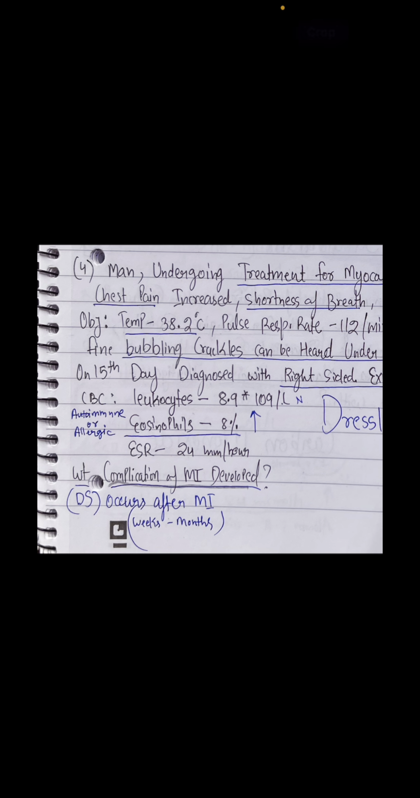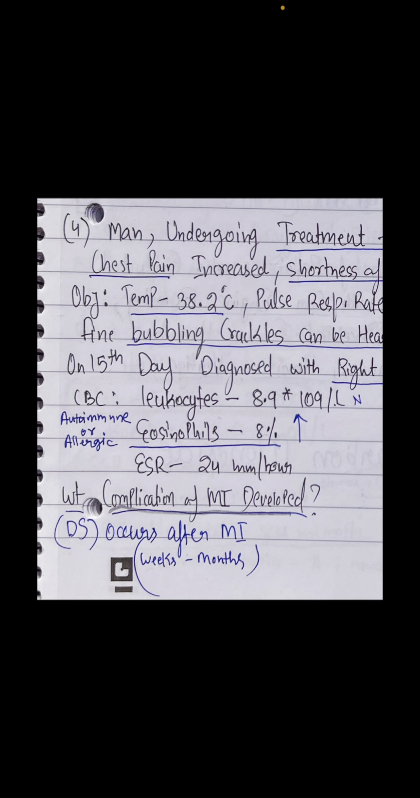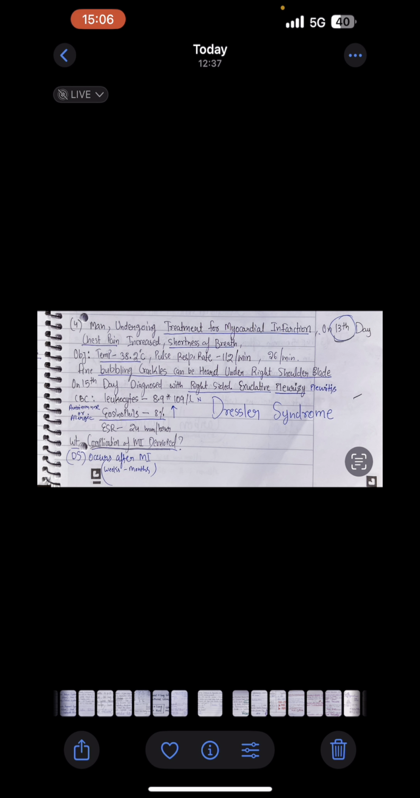Next, the CBC profile. You can see the CBC profile. Eosinophils are elevated, which indicates an allergic or autoimmune reaction in the patient. And this is the question which was asking what complication of MI developed. So we know that the complication of MI which developed in the patient is Dressler syndrome.